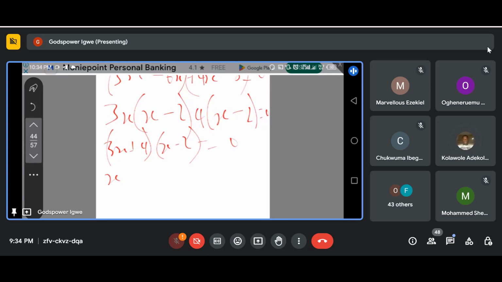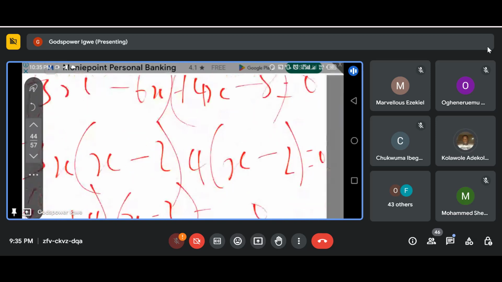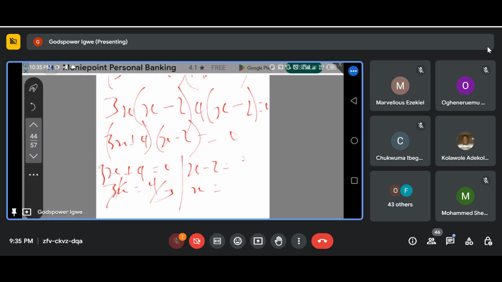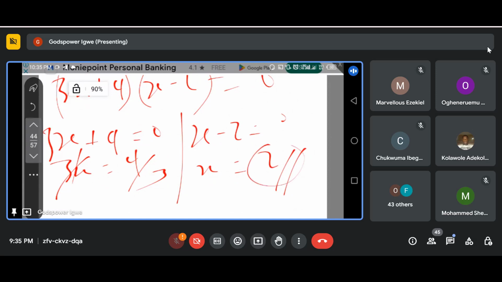So our x is going to be from the first equation 3x plus 4 equal to 0. Our 3x is going to be 4 all over 3. So our first x is 4 over 3. Then the second one is x minus 2 equal to 0. So we transfer 2 to the other side of the equation, so x is equal to positive 2. So our x is either 2 or 4 over 3.